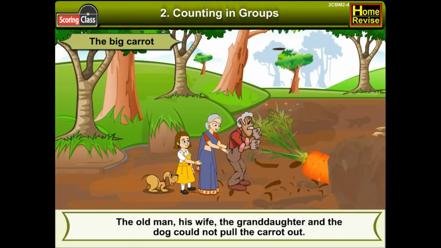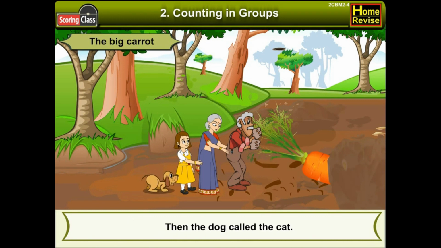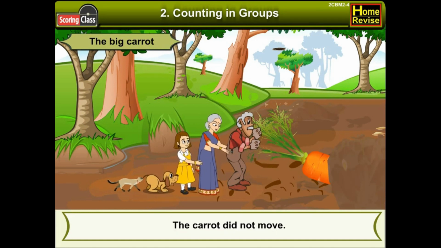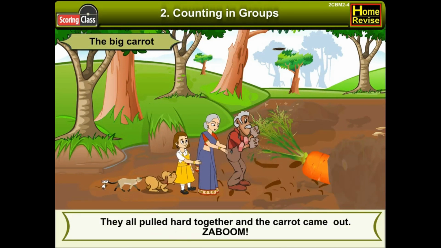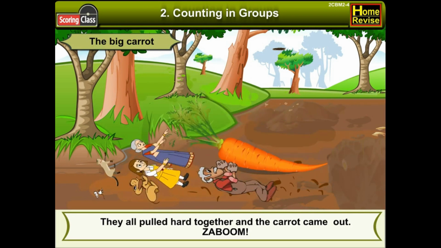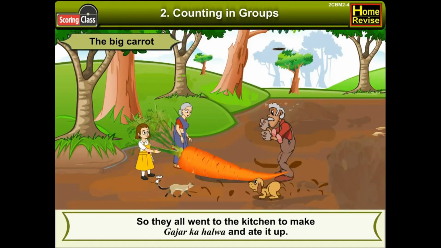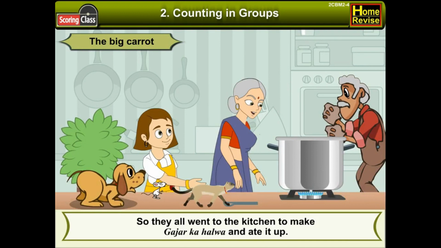Unbelievable! The carrot must have been very big. Then the dog called the cat. Everyone pulled, and the cat held on to the dog's tail. The carrot did not move. The cat called the mouse. They all pulled hard together, and the carrot came out. Zaboom! They all fell down. They were so excited. So they all went to the kitchen to make gajar ka halwa and ate it up. Superb!